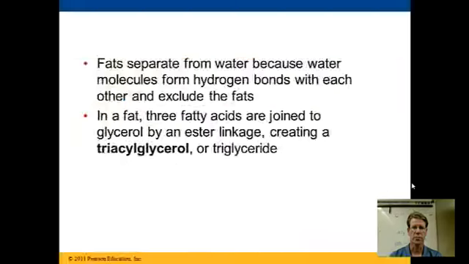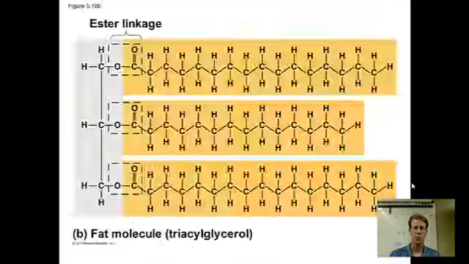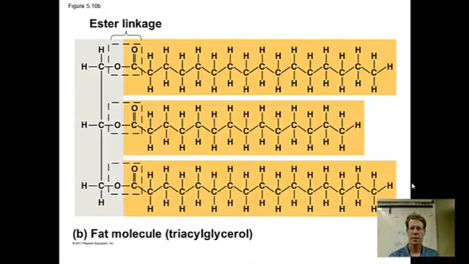You can see a little bit more up close here. Fats separate from water, again, because of the hydrogen bonds that are tying these fatty acids together. The 3 fatty acid chains are joined to the glycerol molecule. Again, this is called a triacylglycerol, or triglyceride for short. And again, this would be the picture that we had up on the previous screen.